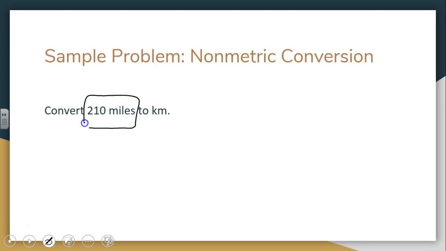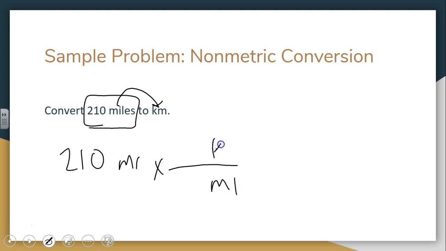So, step 1. Determine the number you want to convert. Write it down. So, I'm going to use MI for miles. So that's 210 miles. Number 2, X line. Perfect. Step 3, let the units be your guide. Write the units in. So we want to go from miles to kilometers. Miles, kilometers. Great. So that's step 3.